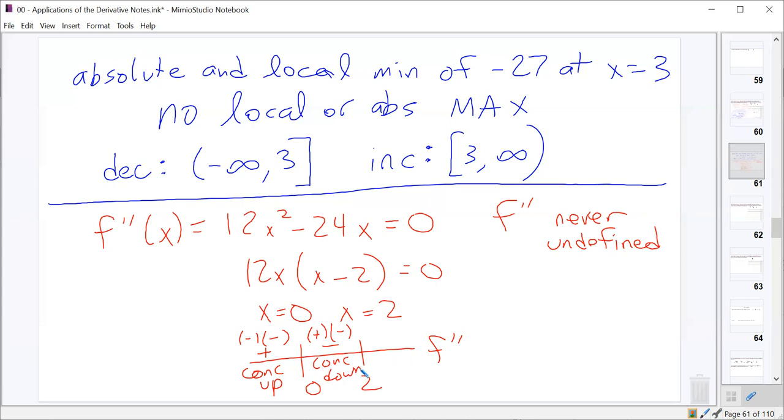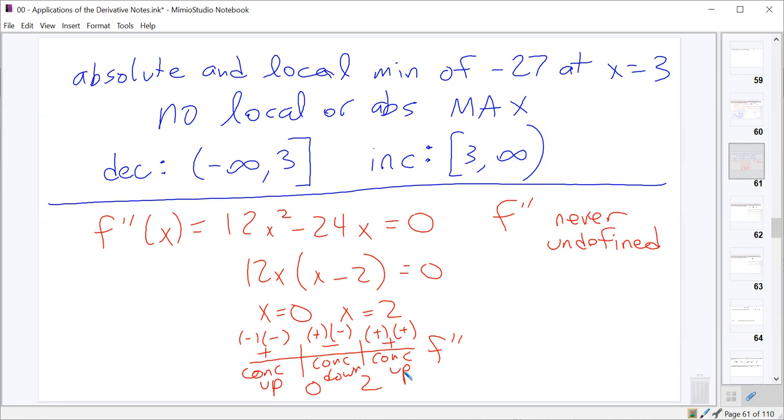And if we plug something more than 2 in, like a million, both 12x and x minus 2 end up being positive values. And our function switches back to being concave up, which means we have a point of inflection at x equals 0 and a point of inflection at x equals 2.